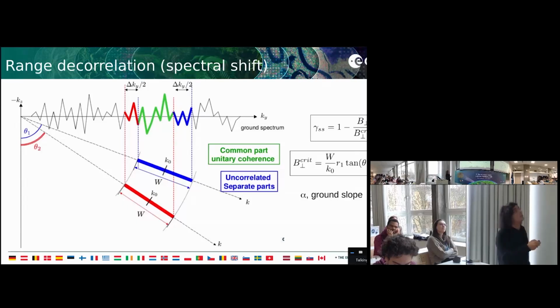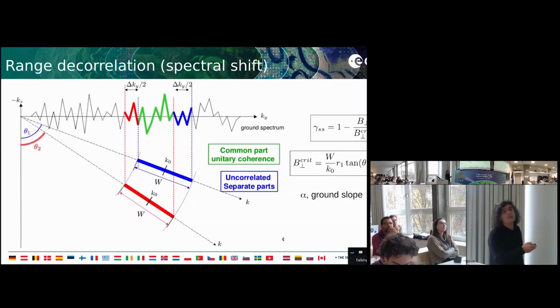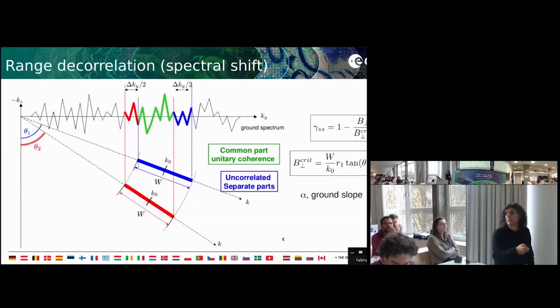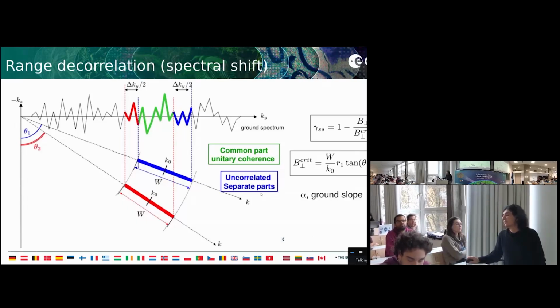And this effect, in fact, selecting parts of the spectrum that are not correlated, creates a loss of coherence, which is a linear function of the baseline you are using. For a given configuration, a given resolution, a small baseline will lead to a lack of decorrelation, when a large baseline can lead to a complete decorrelation. I will illustrate this with a drawing.